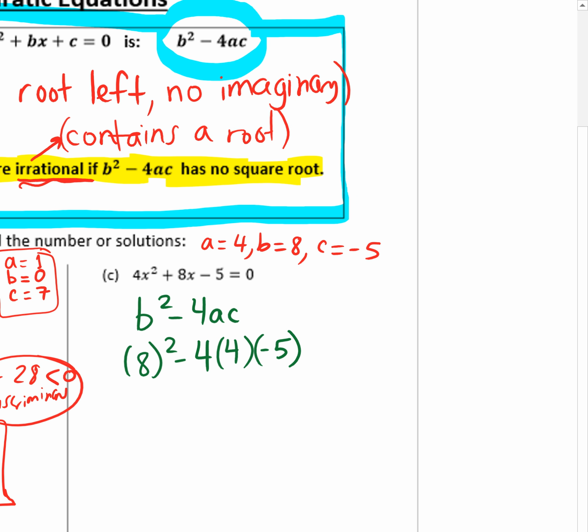All right, let's see, 8 squared is 64. Then we have minus 4 times 4, that's negative 16. Negative 16 times negative 5 is positive 80, I believe.